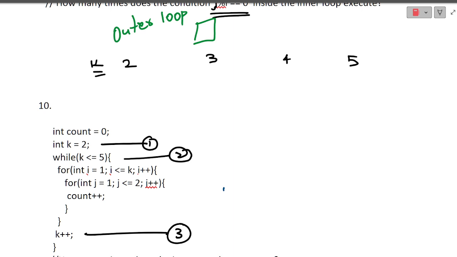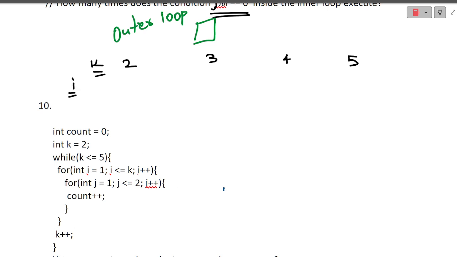Then for the second time, for the outer loop I have already written whatever will happen. Now let me think about the I loop. Here it says every time the I will start from 1 and it will reach till K. So it will start from 1 till K, then it will start from 1 again and reach till K, and again it will start from 1 and reach till K.